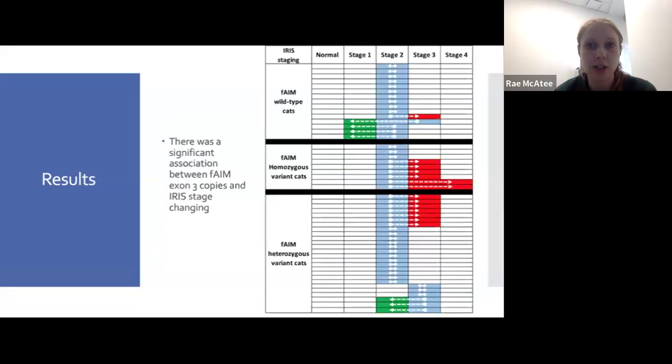And here is just another figure from the paper that's showing it based on their approach A, so based on staging. And again, you can see that the wild type cats, there's one that progressed from stage 2 to stage 3. And then for the homozygous variant cats, although there's less of them, only 3 were non-progressive based on their stage. And then some of the heterozygous variant cats had progression.